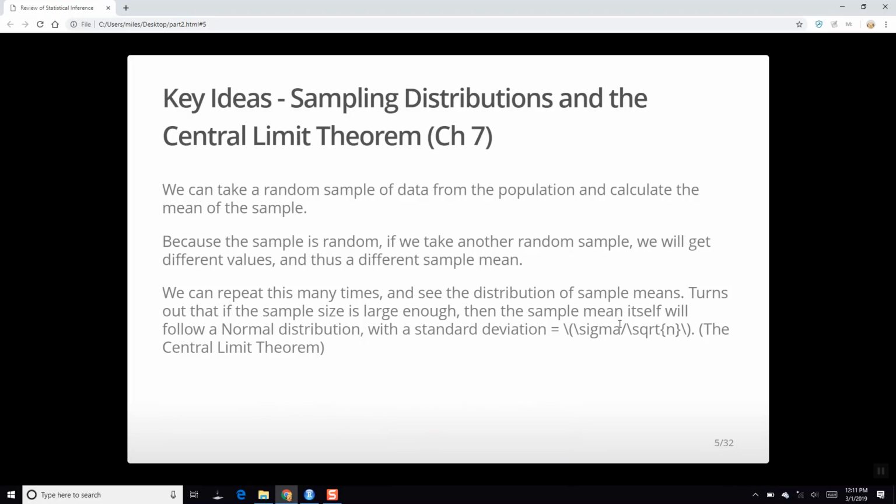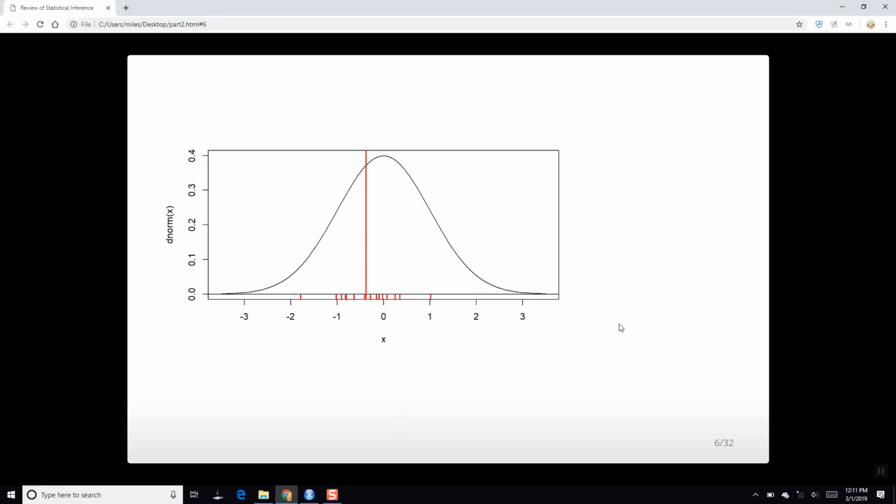I think that's rather remarkable and impressive. And I just have a couple slides to kind of illustrate this. So here's our population, and these red lines down at the bottom represent a random sample of like 16 observations, and the mean of these 16 observations is right here. Okay, so we can see that it's a little bit different from the population mean, which is 0.